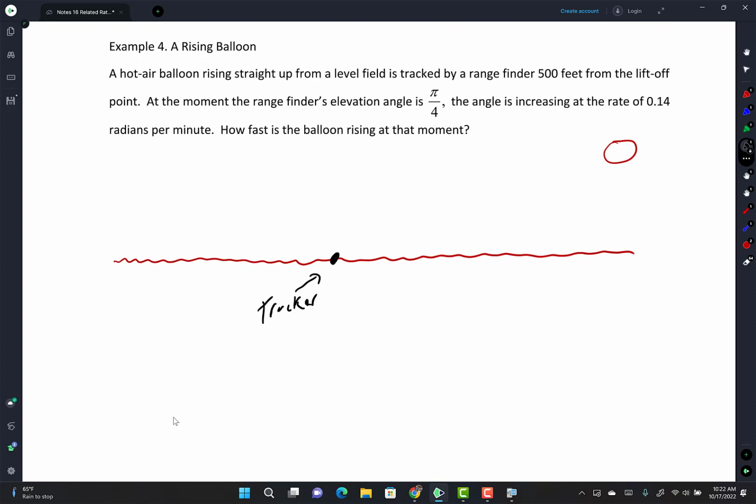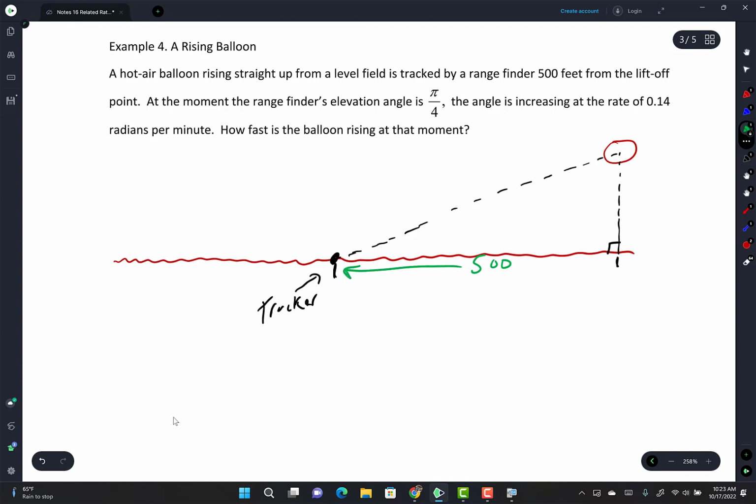Hot air balloon, level field, tracked by a rangefinder 500 feet away from the liftoff point. Okay, this you can write 500 only because that is static. That's the only thing that is not changing. So what's not changing? This distance right here. I'll put it in green. 500 from that guy to that guy, and that's 500 feet.